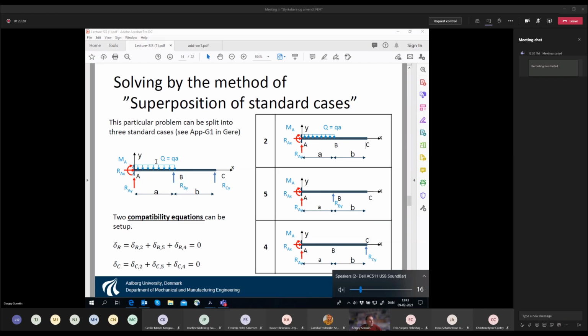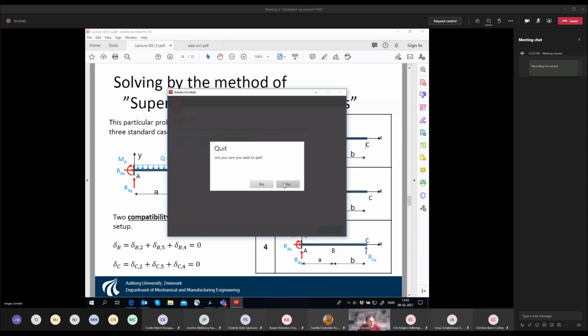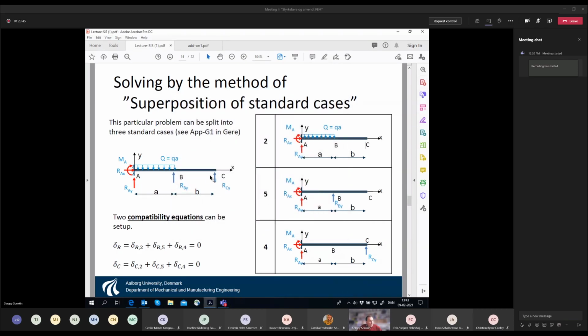We have this force Q, force RB, and force RC, which are acting all together in a manner that displacement of point B is 0 and displacement of point C is 0. So this is what we have. Now we come to the very important logical step. We say that we have the superposition of these 3 loading cases.